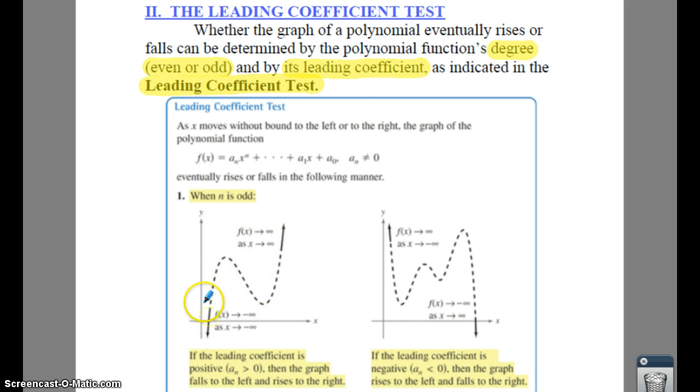So if your function is odd, so 3 or a 5, your end behavior is going down on one end and going up on the other. Or it could be going up on the left, down on the right. So your graph goes up from left to right if your n is odd and your a value is positive. So if you have a positive a value, then the graph falls to the left, rises to the right. If it is negative, then your graph is going to be falling to the right. So that is for when your n is odd.